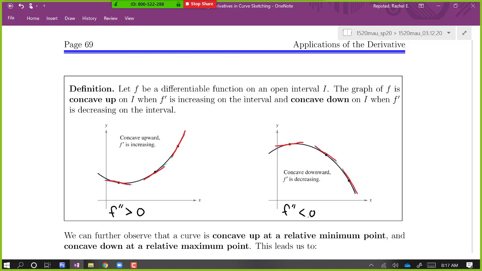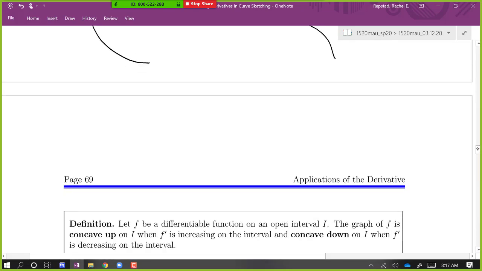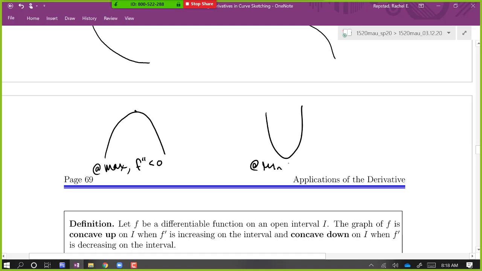It also gives us another way to determine whether or not a critical value is a maximum or a minimum. So I'm going to do this up here in the top margin. Here's a maximum, right? And here's a minimum. At the maximum, that's a concave down shape. So if it's at a maximum, if it's concave down, that means that f double prime is negative. At a minimum, this is a concave up shape, f double prime is positive.